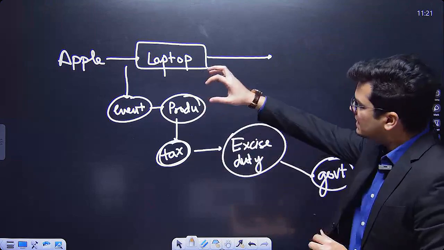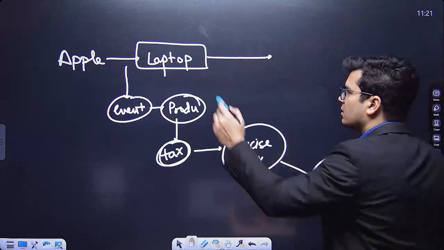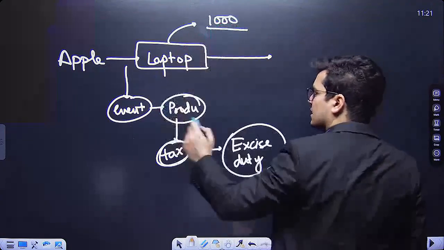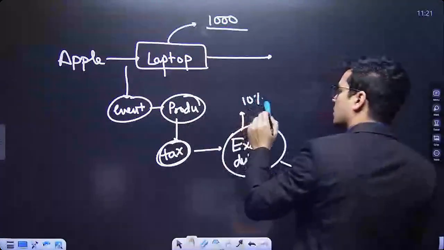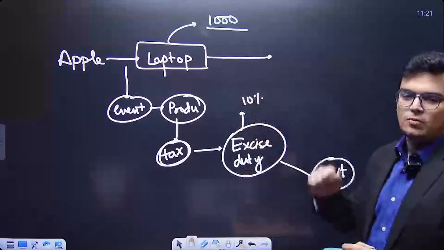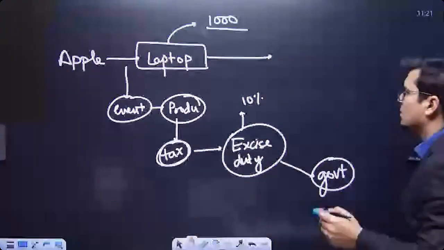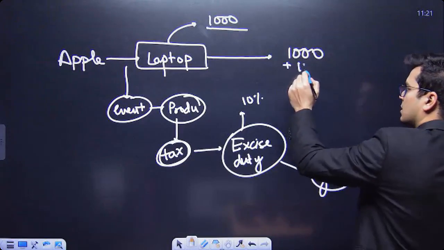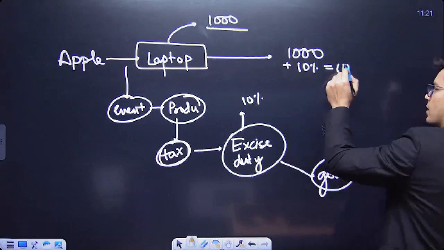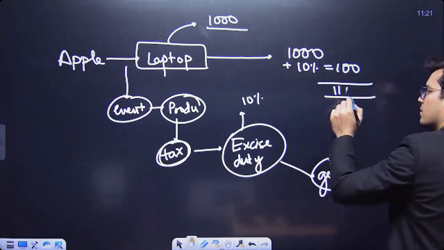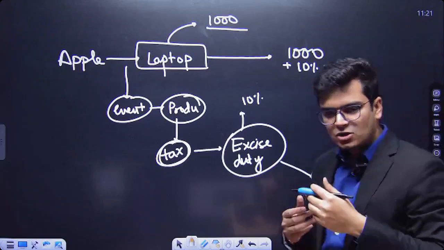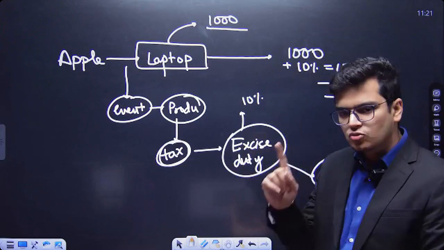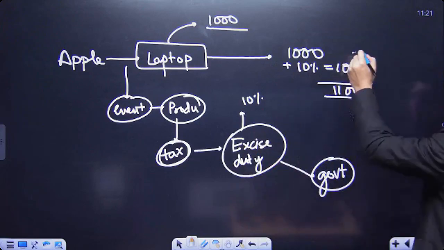But when Apple sells this laptop to you, let's say this laptop's value is 1000 rupees. Excise duty is 10%. When Apple sells this laptop to you, Apple will say that cost of laptop is 1000, tax is at 10% equal to 100, and you will pay 1100. Who is actually paying the tax? You are paying. Burden is on consumer. Actual burden is on consumer.